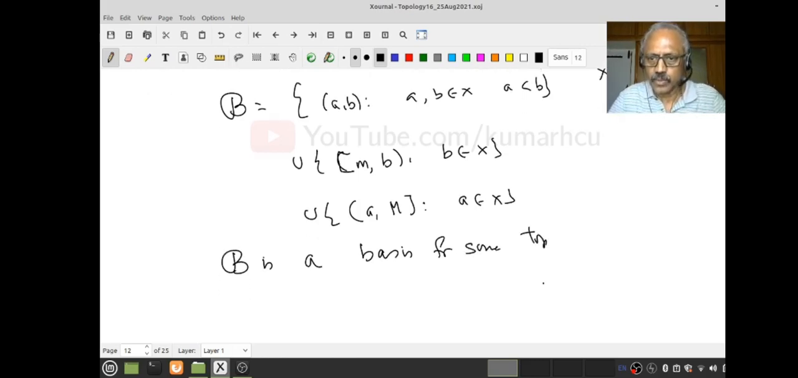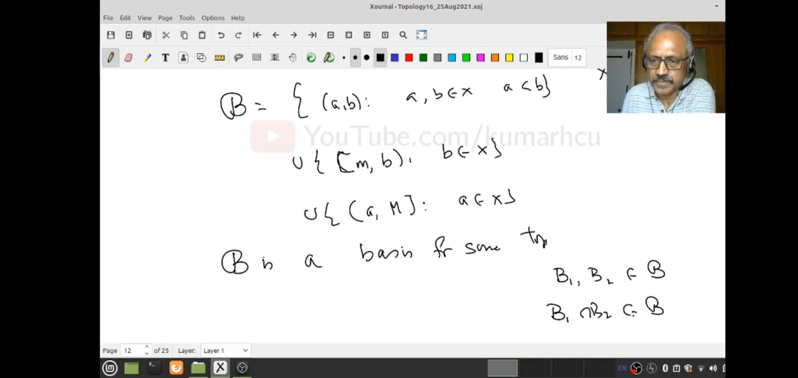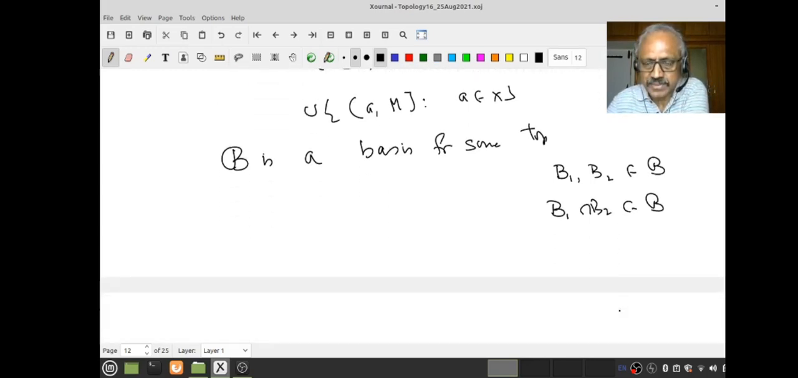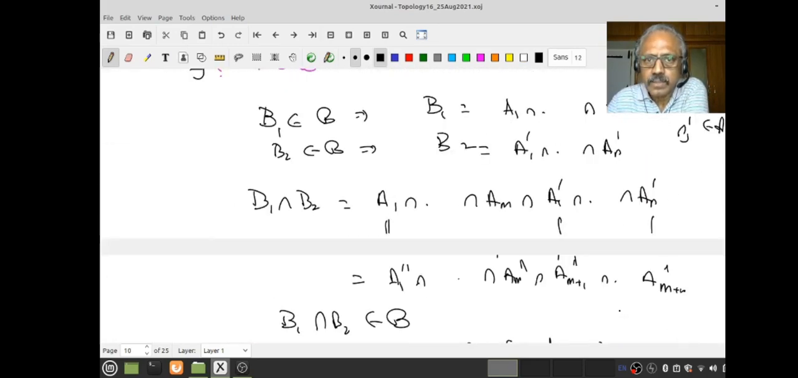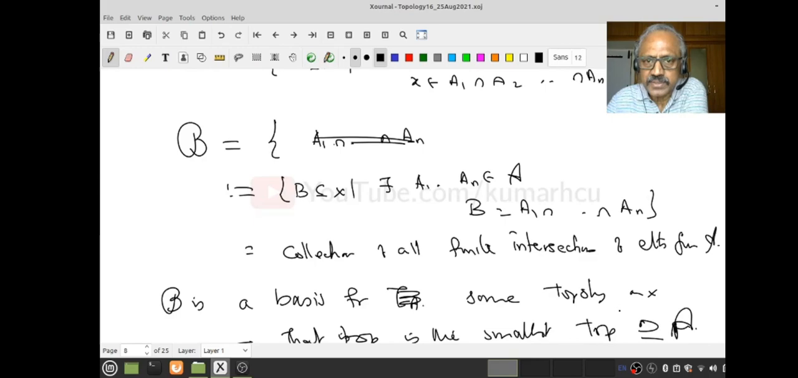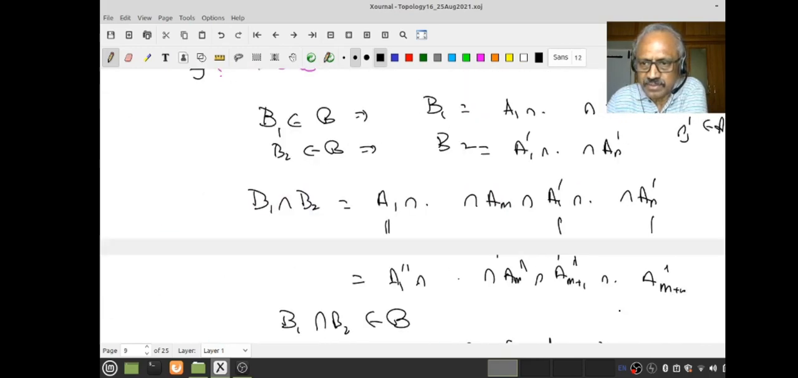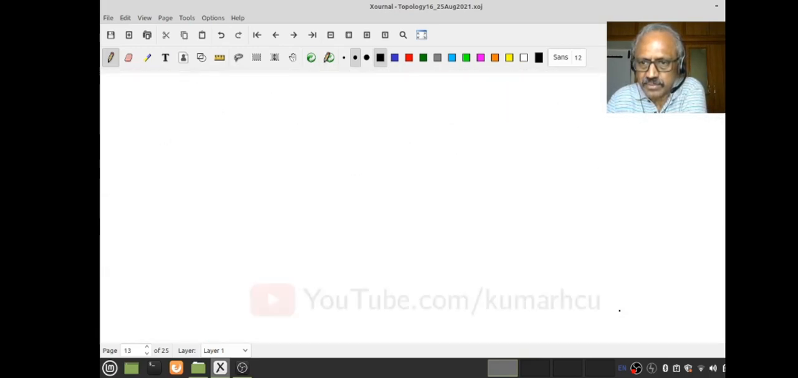So what really happened in all these cases is something very interesting. As I did earlier, if I take B1 and B2 in script B, it is easy to check that B1 intersection B2 is again in script B. In many other interesting cases this happens, but remember, in the case of metric spaces, that was not the case. Maybe I'll say it again here instead of searching for that.